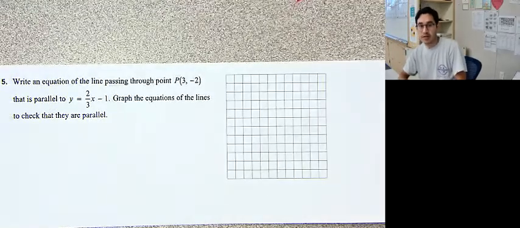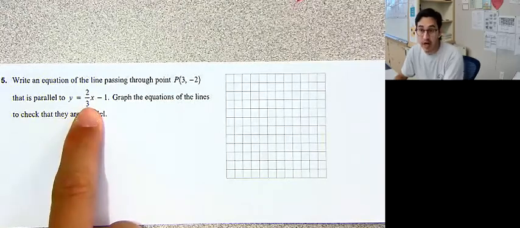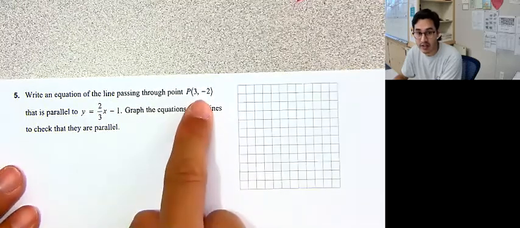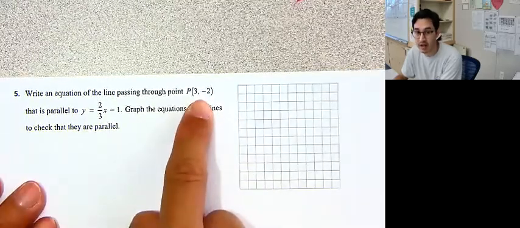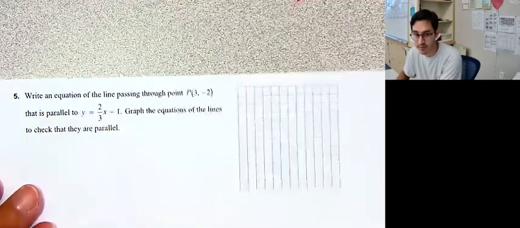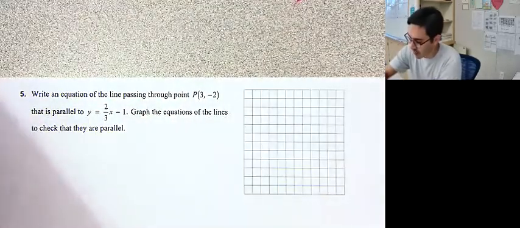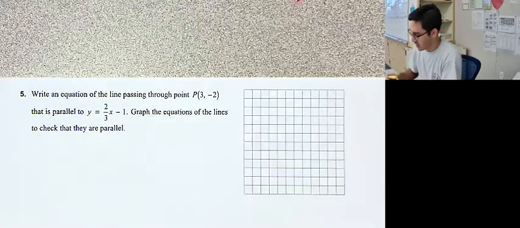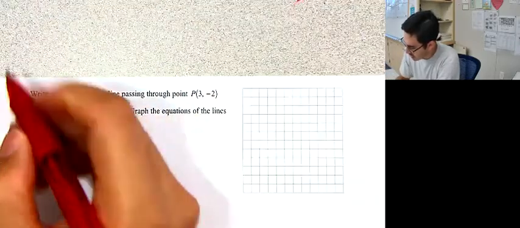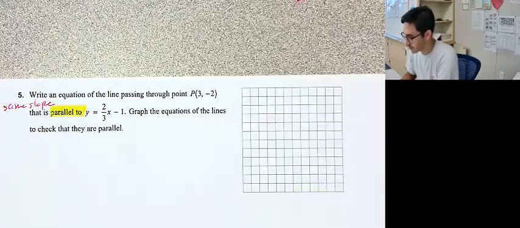Next, what we're going to do is use an equation of a line that's already given, and then another point, and see if we can find a second line that passes through this point, but in this case is parallel to the first line. So we should remind ourselves that anytime we see the word parallel, that means that the two lines will have the same slope.